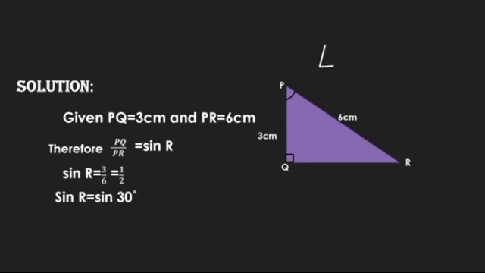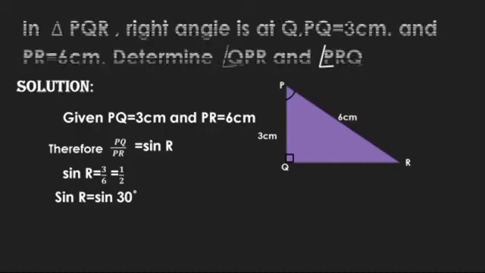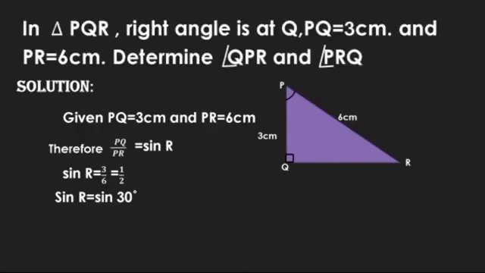In trigonometric ratios, sin 30 is equal to 1 by 2. So, sin R is equal to sin 30 degrees. So, angle PRQ is equal to 30 degrees.